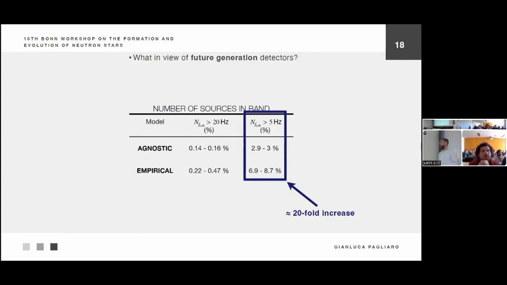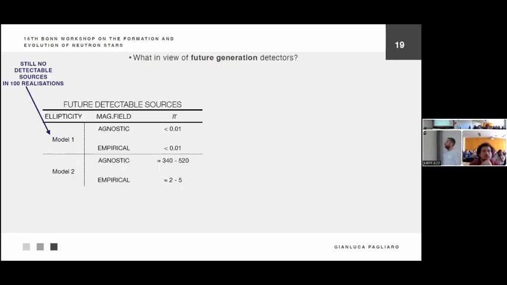This was also expected because basically the spin down is a function of some power of the spin frequency. So basically objects tend to stay in lower frequencies for longer. So here there was previously shown this table. These are our results for third generation detectors.